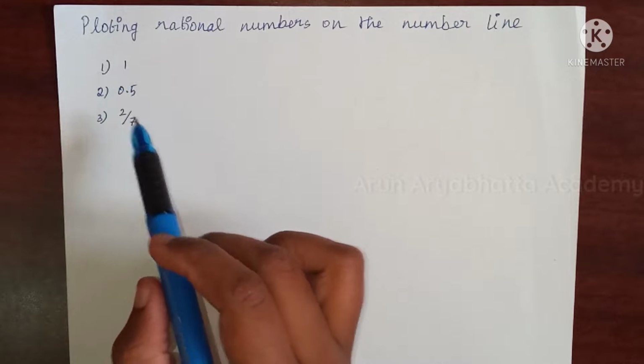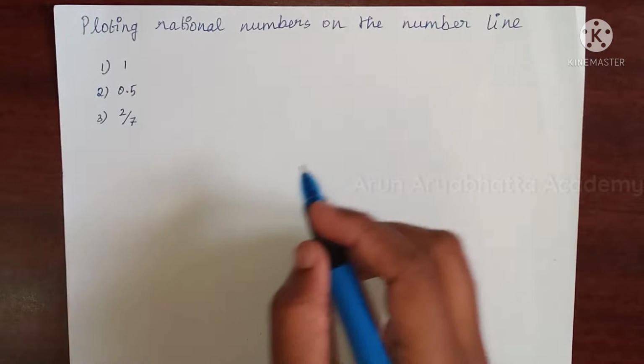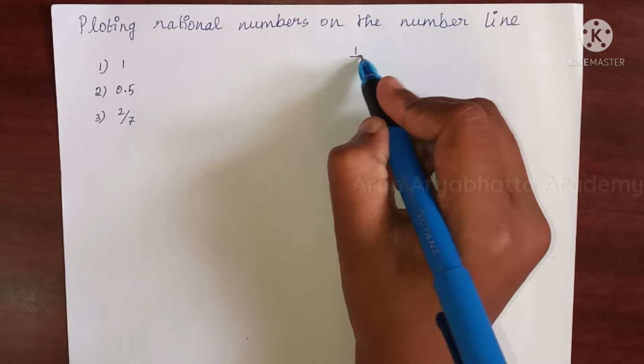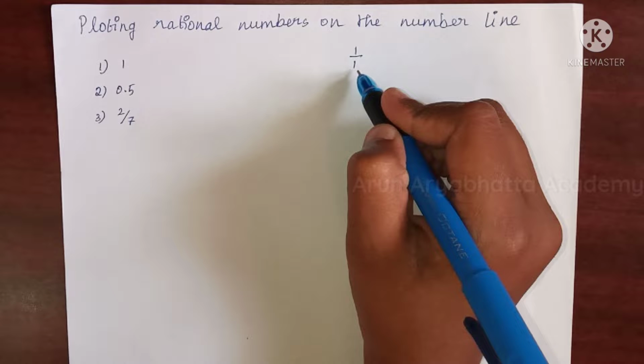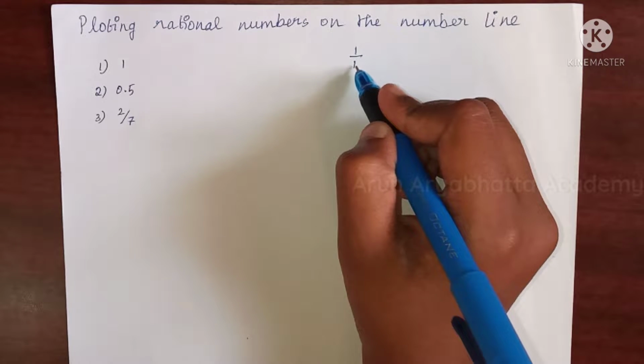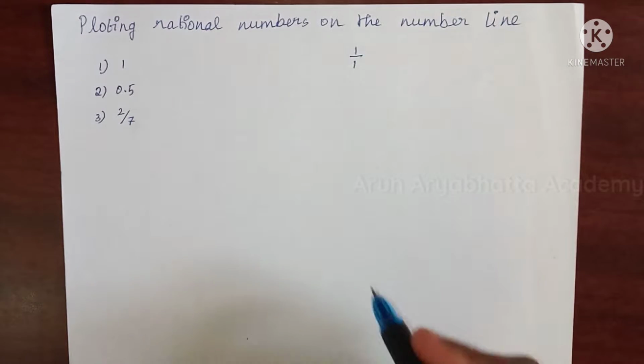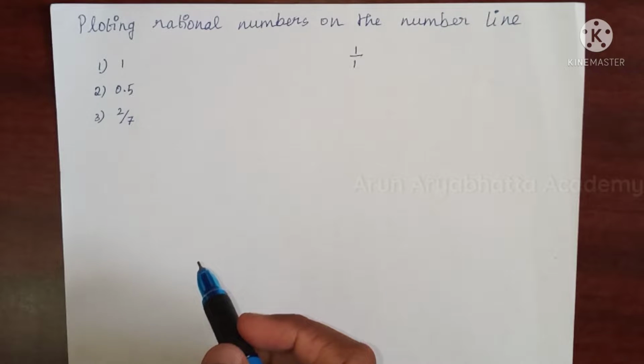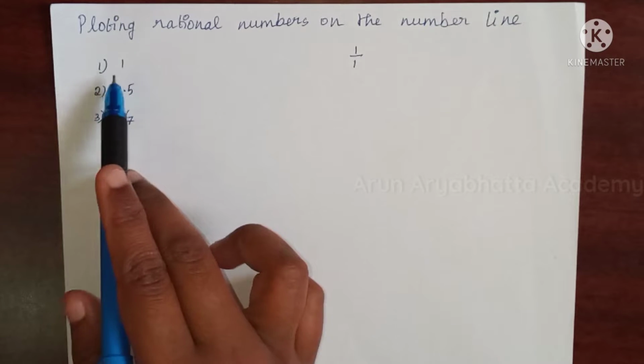1 is a rational number because we can express 1 in the p by q format like this. This is in the p by q format and q is not equal to 0. Q is not 0 here, it is 1, and 1 belongs to integers only. So it is a rational number.